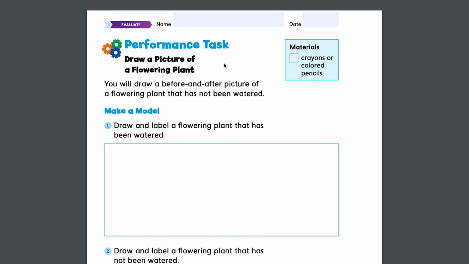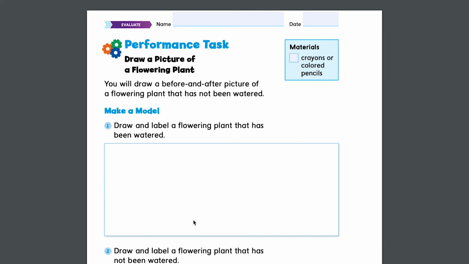Here's a fun task that you can do, and all you need are crayons or colored pencils. Draw a picture of a flowering plant. You will draw a before and after picture of a flowering plant that has not been watered. So draw and label a flowering plant that has been watered.